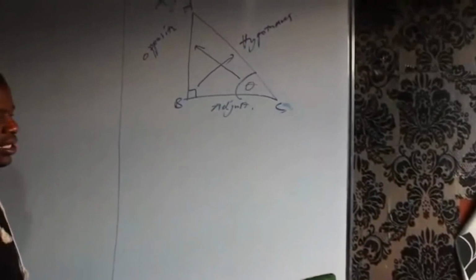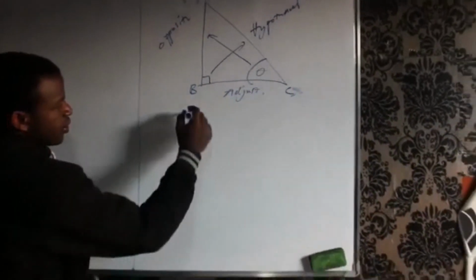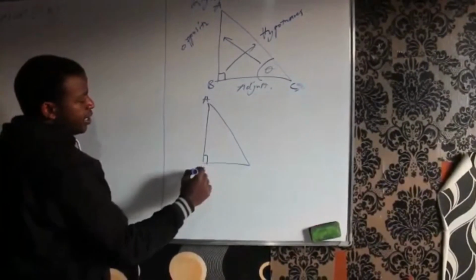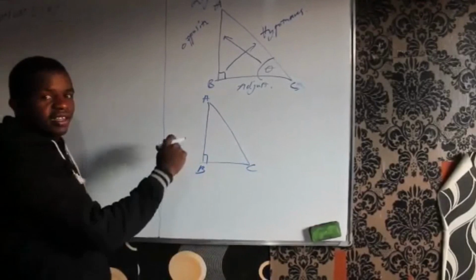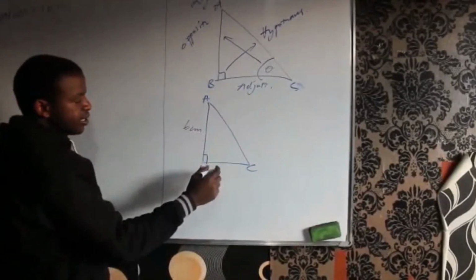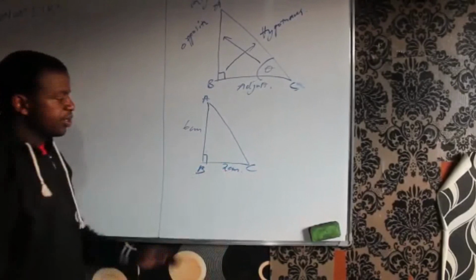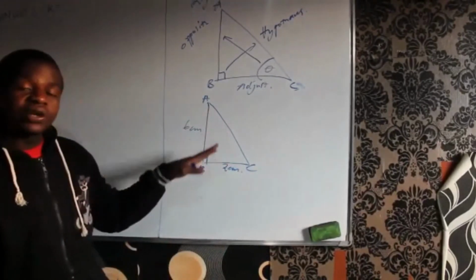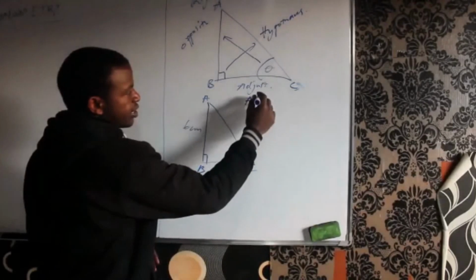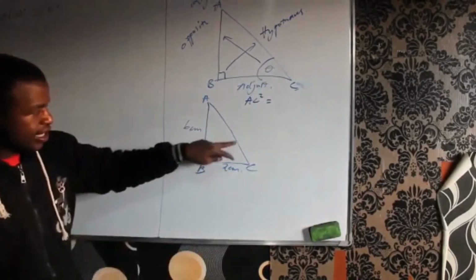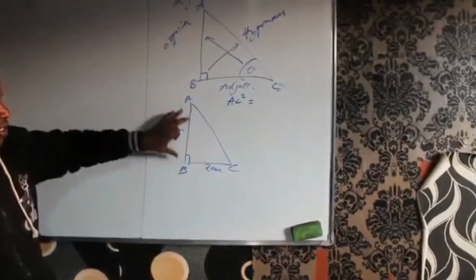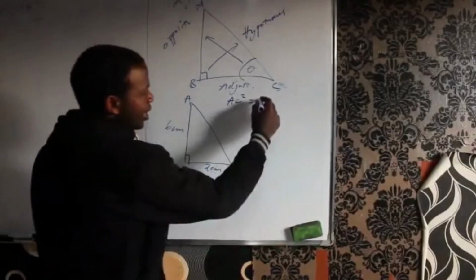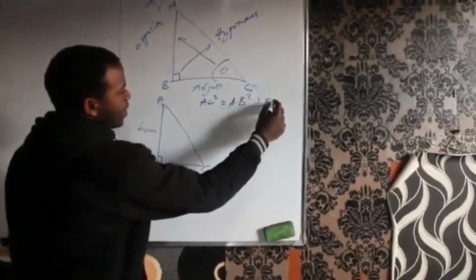Let us look at an example. If you have been given this triangle A, B, C, and you have been given these two parts, for example this is 6 centimeters and this is 2 centimeters, and you have been told to calculate length AC. To calculate length AC, we are going to use Pythagoras theorem. So if you are calculating the hypotenuse, you are going to add these two sides, AB squared plus BC squared.